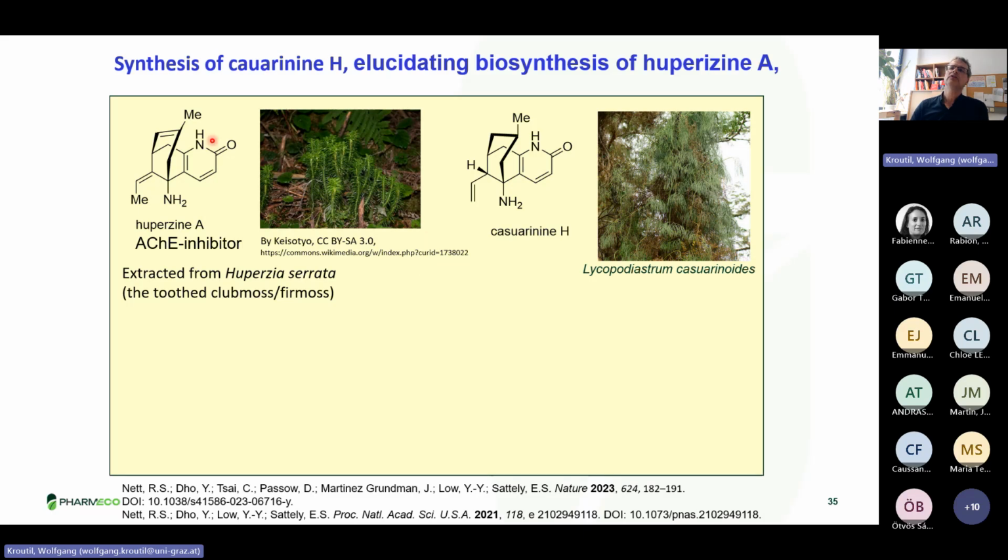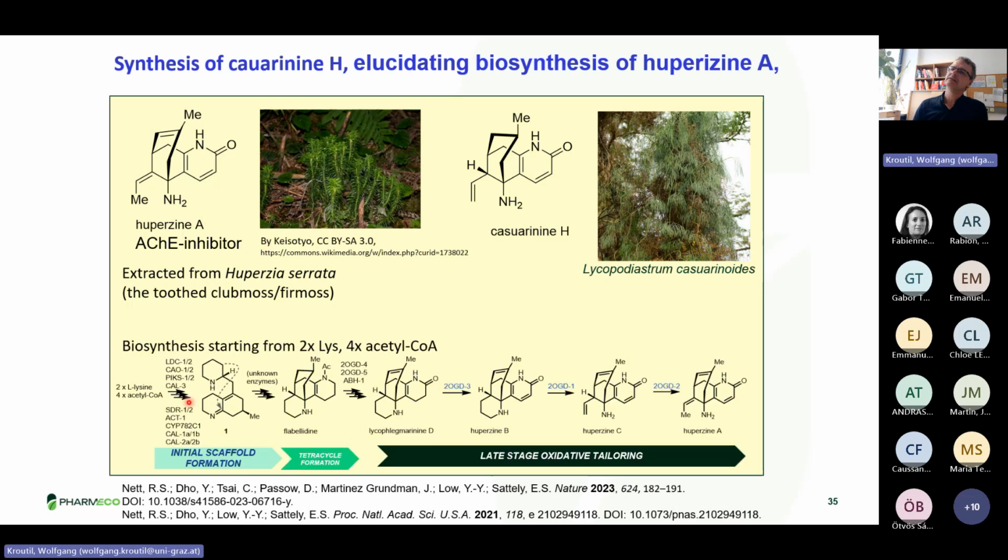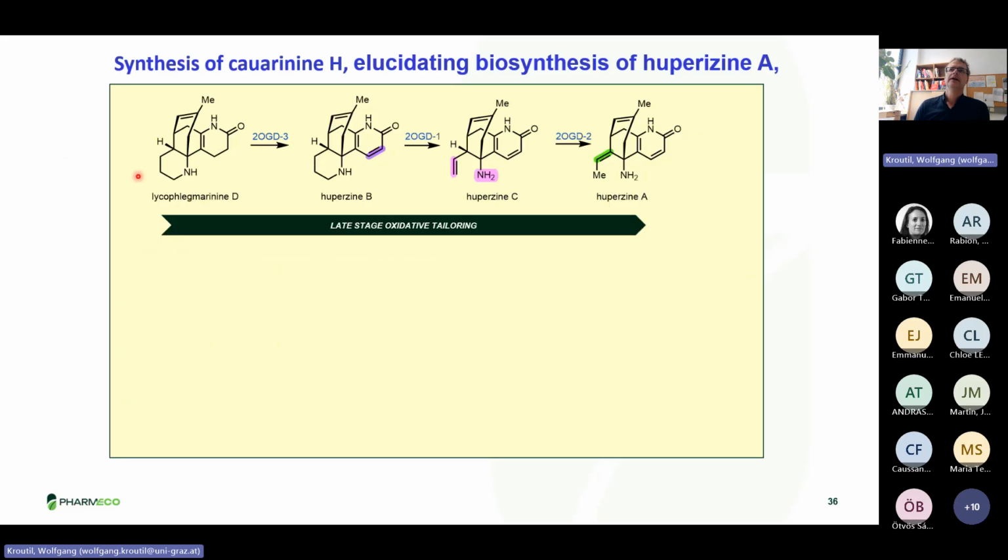But we looked on how actually nature is making huperzine, as they are rather similar. And well, the biosynthesis for huperzine is the one described. And when we look at the last steps to get to huperzine A, which I zoom out on the next slide, then from this precursor, there are 3 oxidative reactions.